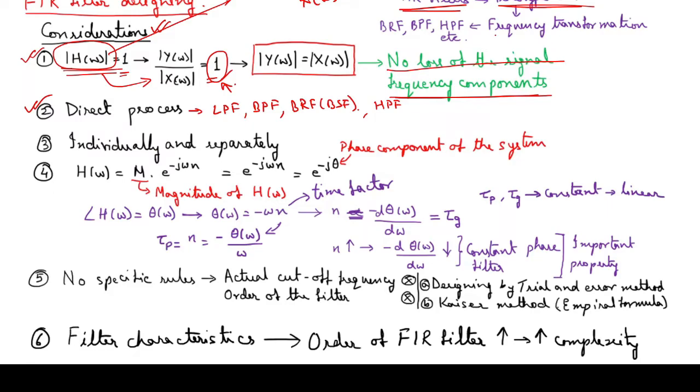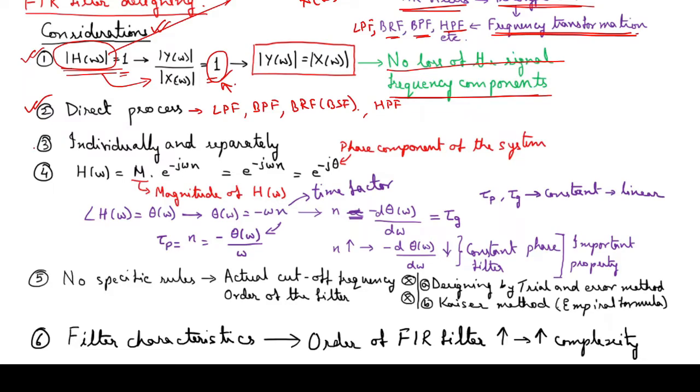Then we go for the frequency transformation method to convert the low pass filter into a low pass filter, a band reject filter, a band pass filter, or a high pass filter, etc. So you can see over here that in IIR filters, it is an indirect method of designing filters. We initially design a low pass filter and then apply certain frequency transformation methods to convert those filters into desirable filters.